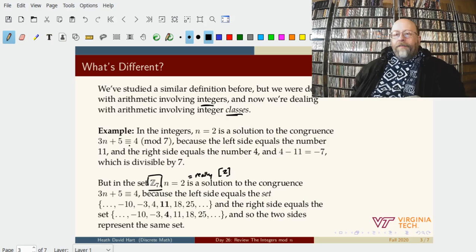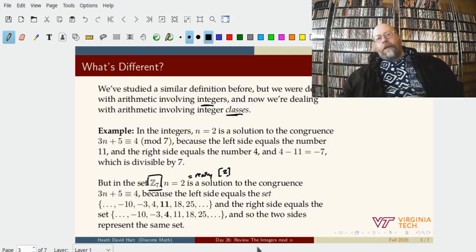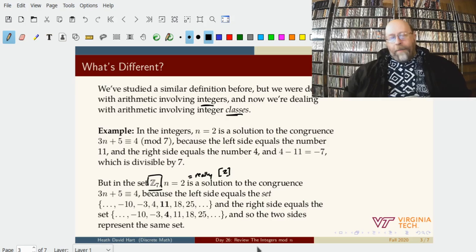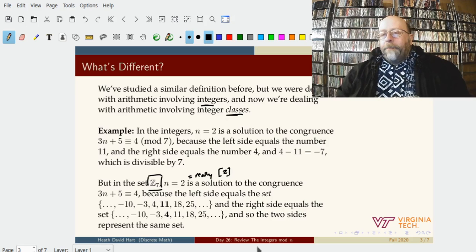This is a statement about two numbers. This is a statement about two sets. Like I said, the calculations work out the same in both cases, but the objects that they're talking about are different. Okay?